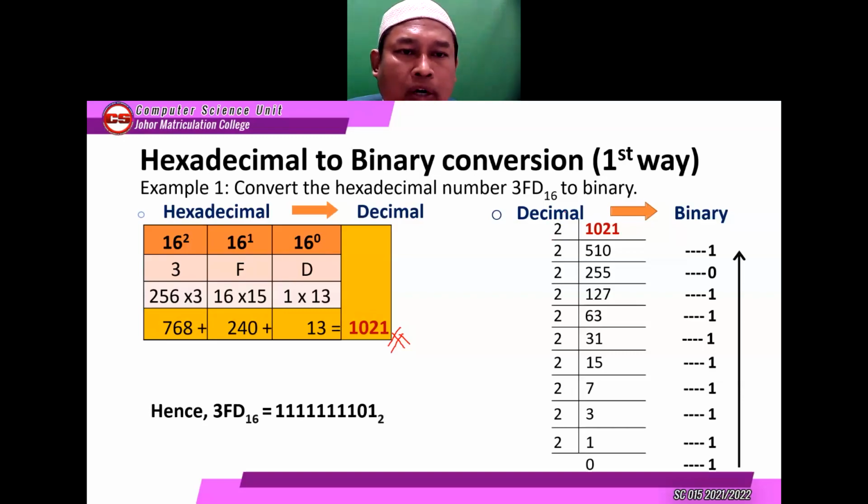1021 must be divided by 2 because decimal is converted to binary numbers. So to convert 1021 to binary numbers, you must divide by 2. So the answer is 1111111101 in binary numbers. This is way number 1.